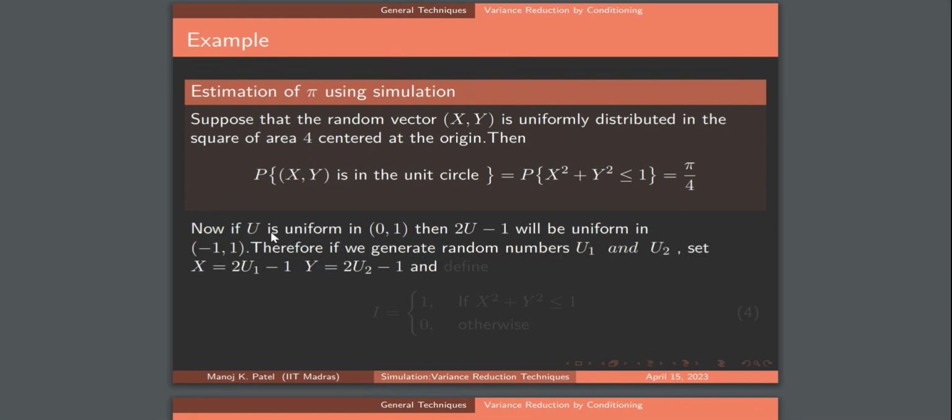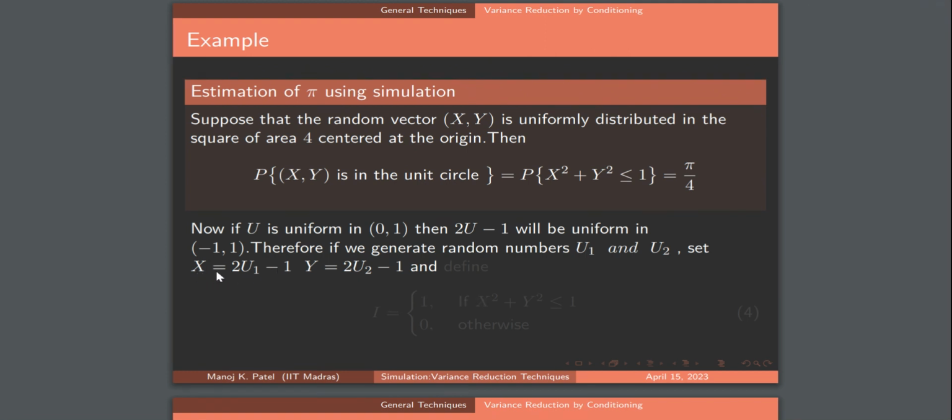Now if U is uniform on (0, 1), then 2U minus 1 is uniform on (minus 1, 1), just algebra. Therefore we generate random numbers U1 and U2, because the square has the x-axis from minus 1 to 1 and the y-axis from minus 1 to 1, since it is centered at 0. So we are using the uniform distribution between minus 1 and 1 to generate a random point inside the square.